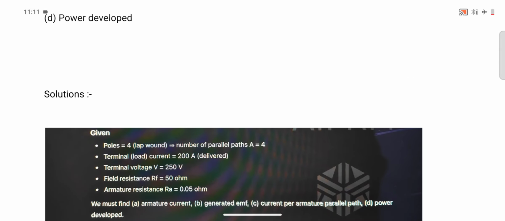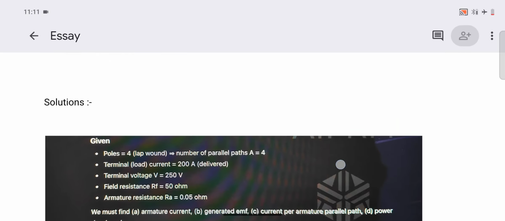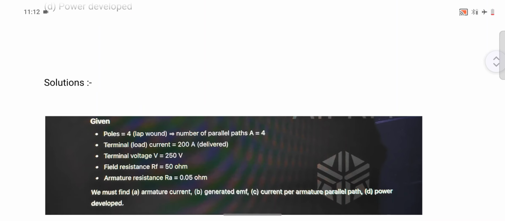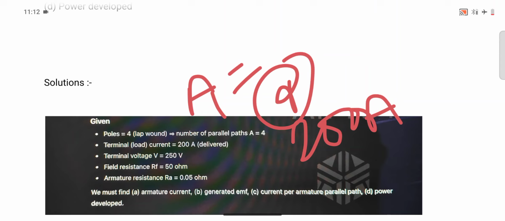So we have given 4 poles with lap winding, so the number of parallel paths becomes 4, denoted by A. Terminal load current is 200 ampere and terminal voltage is also given, denoted by V. Field resistance and armature resistance are given.